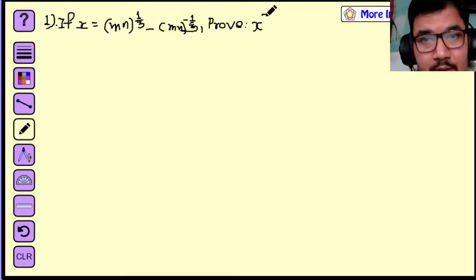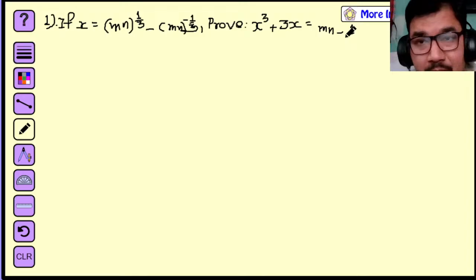x cube plus 3x equals to, and here we have to prove that mn minus 1 by mn. This is the question to prove here. This is our left hand side and this is our right hand side. By using this value we are going to prove here.